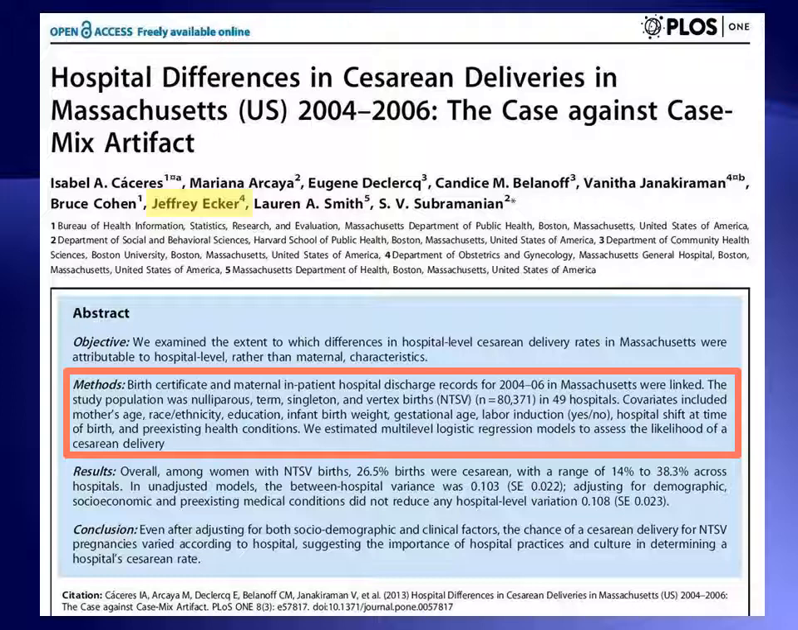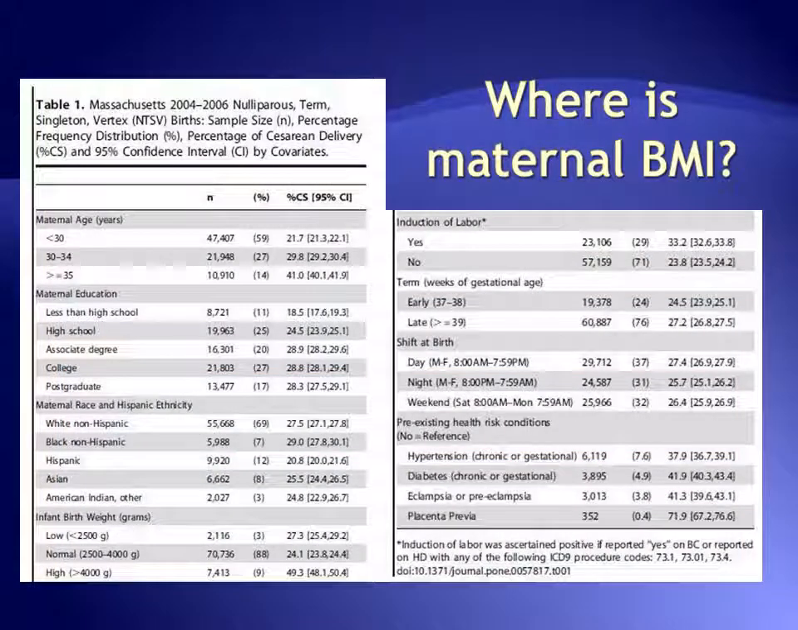I see mother's age, race, ethnicity, education, infant birth weight, gestational age, labor induction, hospital shift at time of birth, and pre-existing health conditions, but I don't see maternal BMI. Perhaps maternal BMI can be found inside the study in the table of covariates. Does anyone see maternal BMI there?